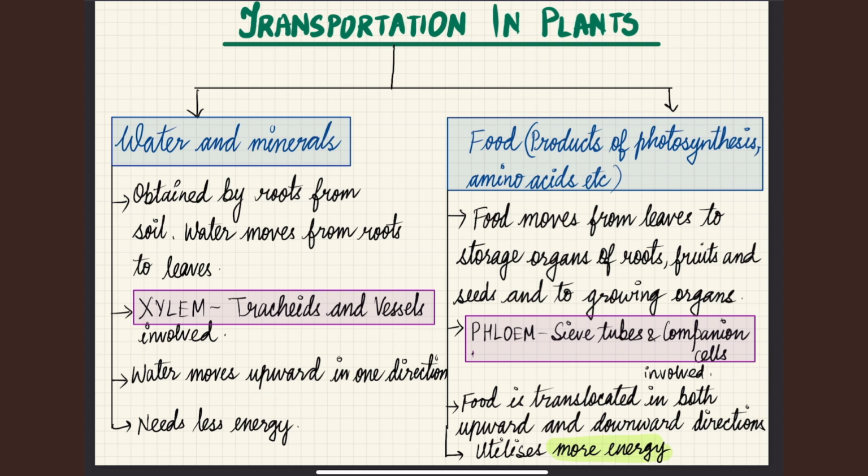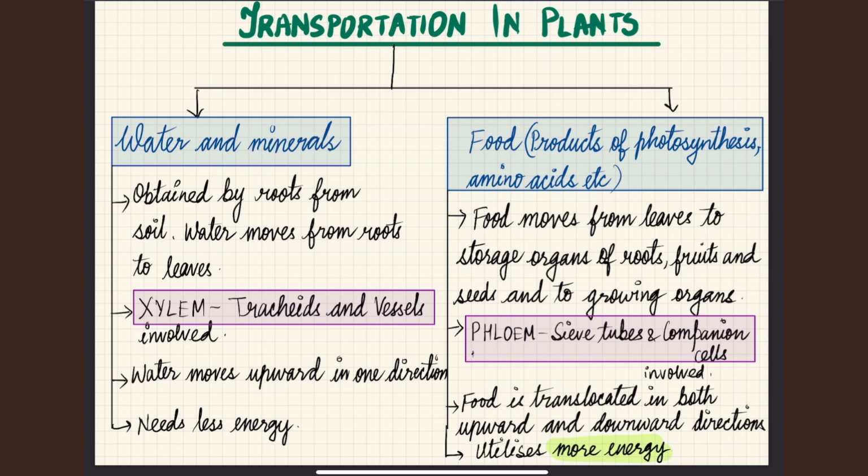So water movement is unidirectional, whereas food movement can happen in both upward and downward direction based on the requirement of the plant body. And yes, the movement of water and minerals takes very less energy because it mostly depends on osmosis, root pressure and transpirational pull, whereas translocation of food needs more energy, it utilizes more energy. Okay. So let's move forward to the transport of water.